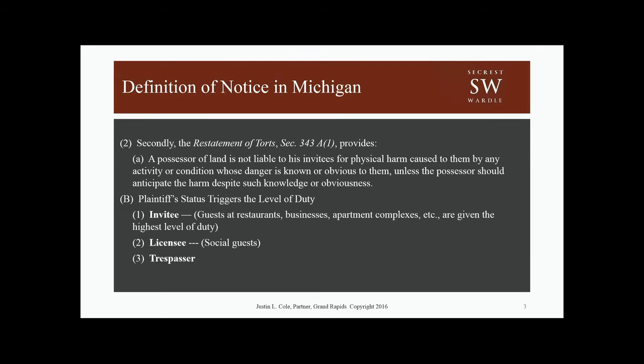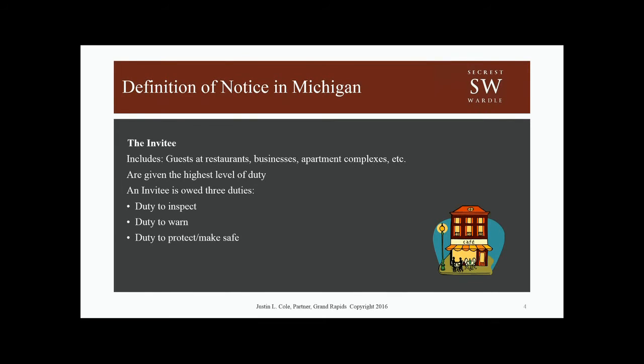Generally, there are three categories that apply to visitors. First is the invitee, which include, among other things, guests at restaurants, businesses, and apartment complexes. Second, licensee, which is essentially a social guest. And third, a trespasser. Each is owed a different and varying degree of duty. An invitee is either a public invitee or a business visitor. A public invitee is a person who is invited to enter or remain on land as a member of the public for a purpose for which the land is held open to the public. Generally, a business visitor is self-explanatory and is a person who is invited to enter or remain on land for a purpose directly or indirectly connected with business dealings with the possessor of the land.